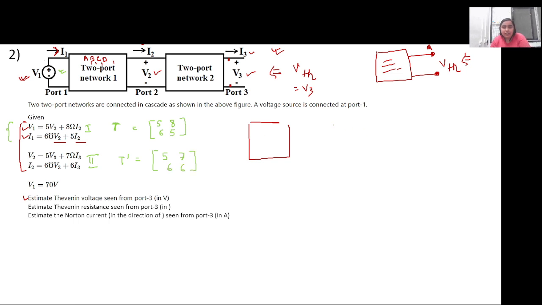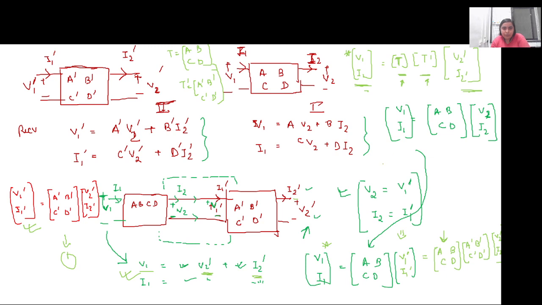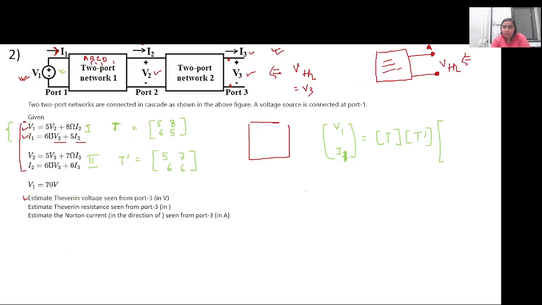So can I write the sending end voltage V1 and current I1 as T into T prime into I2 dash and V2, these are the final receiving end voltage and current, which is V3 in this case and I3? Can I write it like this? Yes, ma'am. So let us write the equation. V1 actually is given in the question as 70. We will put it in later when we are calculating the Thevenin equivalent voltage.